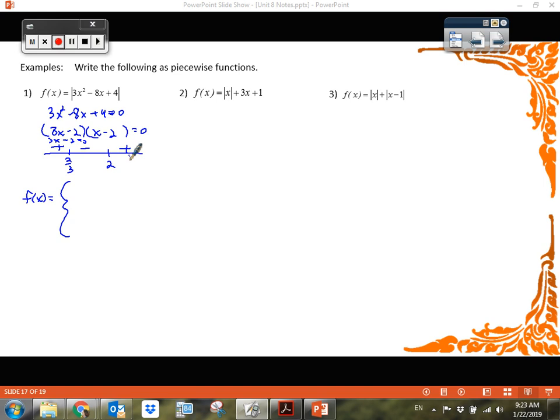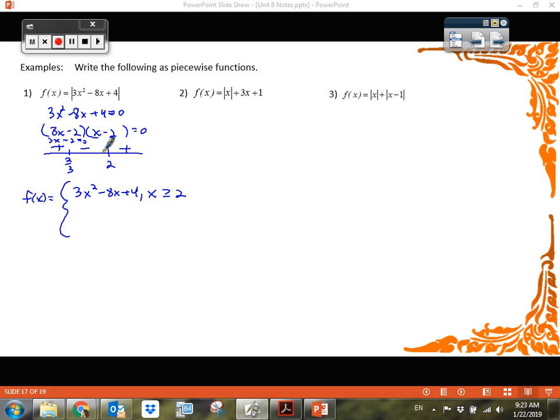This piece is positive, so I'm going to write in just what I had, 3x squared minus 8x plus 4. And this piece is good from 2 and greater. So x is greater than or equal to 2. I'm putting the equal sign with this because the definition puts the equal sign with the biggest part. So we're just going to model what it does.